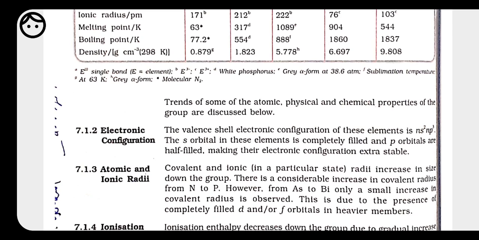So the general electronic configuration of this group is ns2 np3, if we are talking about group 15 only. But here we are talking about the properties of all p block elements. First, atomic and ionic radii.